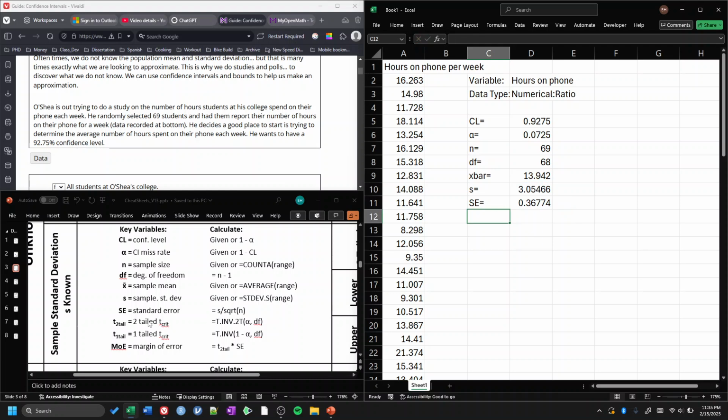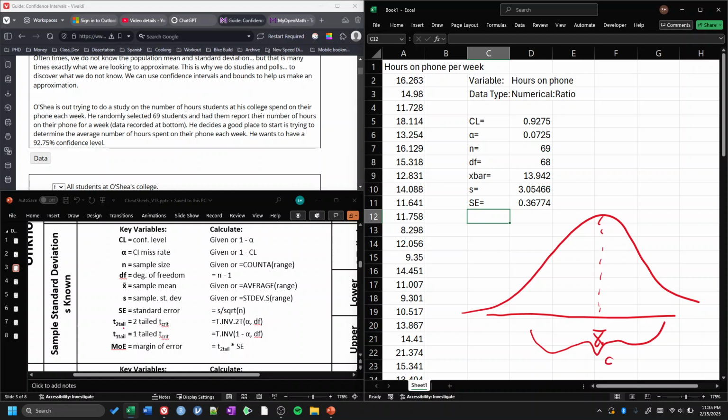The next thing that we need is our two-tailed t-critical value. Let me show you what the t-critical value is. Let's get this drawn up once again. So let's say this is our t-distribution, and it's centered on x bar. And we want to know where the middle 92.75% is. We want to know where this area is, above and below. The t-critical is how far from the mean, the number of standard errors that we go. T-critical is interpreted just the same as our z-critical, or the number of standard errors away from the mean.